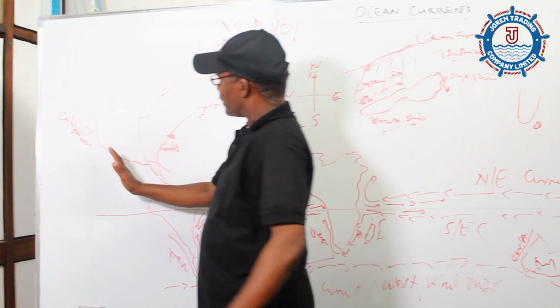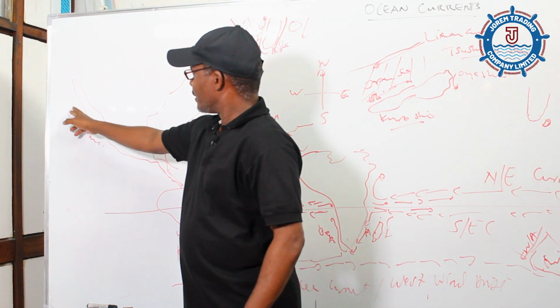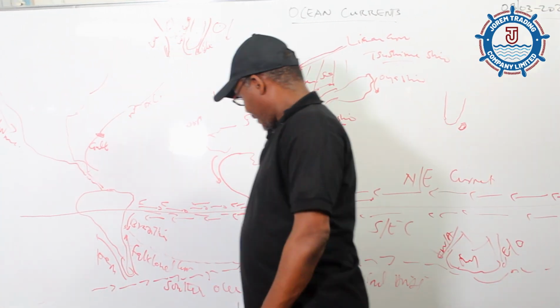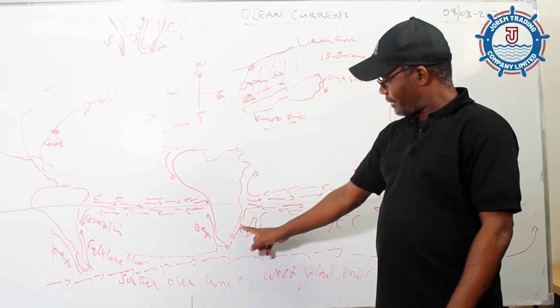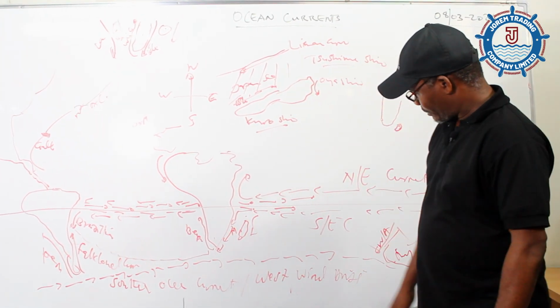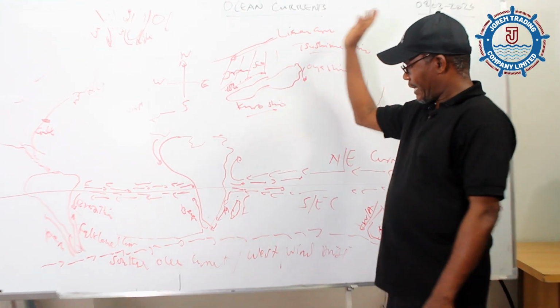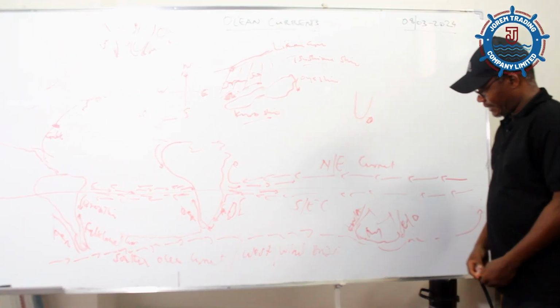This is the Pacific Ocean on the eastern shore. This is California and Peru. This is the Indian Ocean on the eastern shore. There is this one, the Mozambique current. You have the East African current. All these are the warm currents.